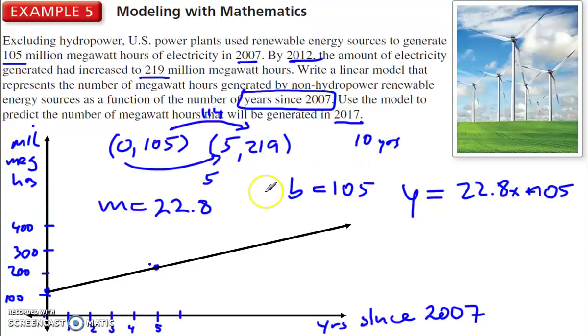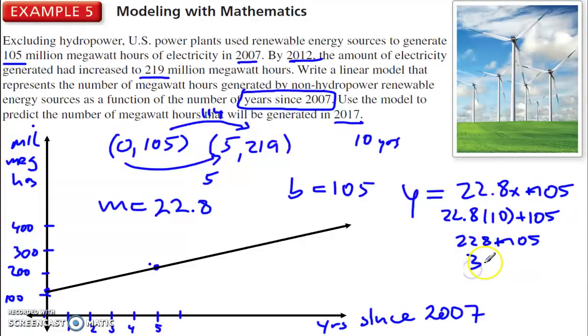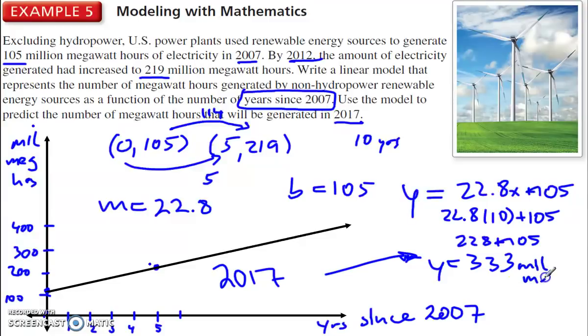Now I want to know this in 10 years. So my x is going to be 10. So 22.8 times 10 plus 105. So that's 228 plus 105, and that is 333. So, in the year 2017, we will be generating approximately 333 million megawatt hours of renewable energy.